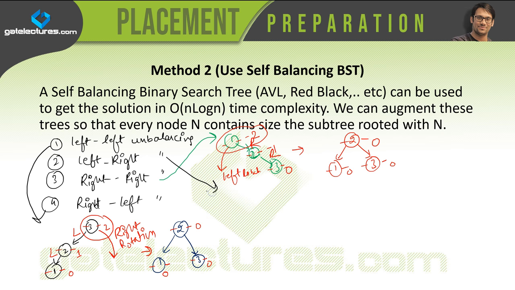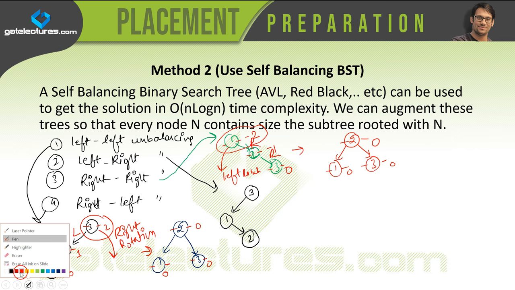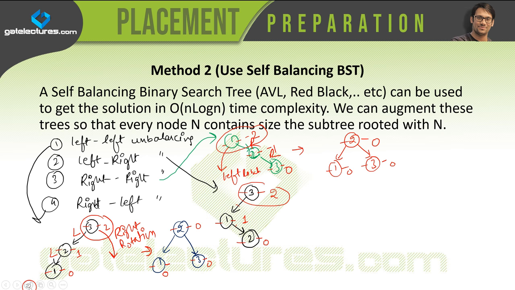Now, the next one is the left-right unbalancing. What does this left-right unbalancing mean? Assuming that we have a node here which is 3, a node here which is 1, and a node here which is 2. Again, this is a binary search tree, right? Now for this binary search tree, if you find the balance factors, the balance factor of this node is 0, the balance factor of this node is going to be 1, because the height of the left subtree is 0, but the height of the right subtree is 1. The balance factor of this node is going to be 2, because the height of the left subtree is 2, that is 1 and 2, and the height of the right subtree is 0. So the balance factor for this node is 2. Now because the balance factor for this node is 2, this node is unbalanced.